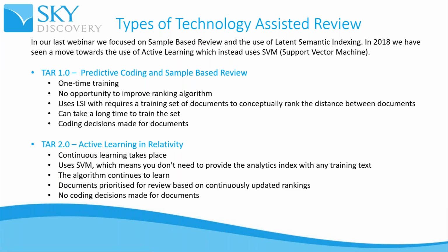And one potential disadvantage some people found with sample-based review is that the system was making the coding decisions for the documents. Once the training sets had been run, with sample-based review predictive coding, the system was able to make relevance coding decisions on documents that potentially no human reviewer had ever actually set eyes on. TAR 2.0, which we will refer to as active learning in Relativity, is what we will look at. This uses continuous learning, so the model is continually learning and updating what it believes is a relevant document based upon this learning.